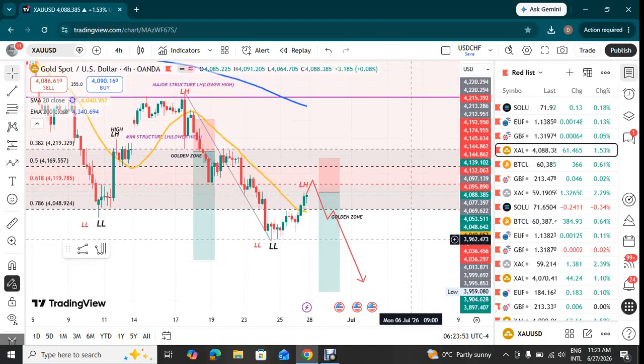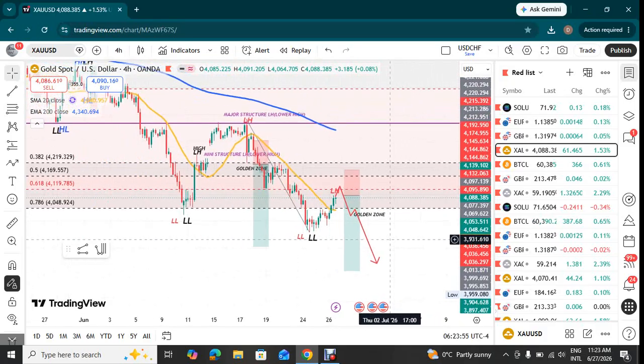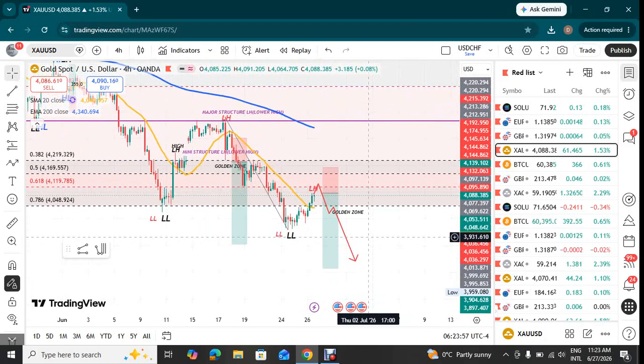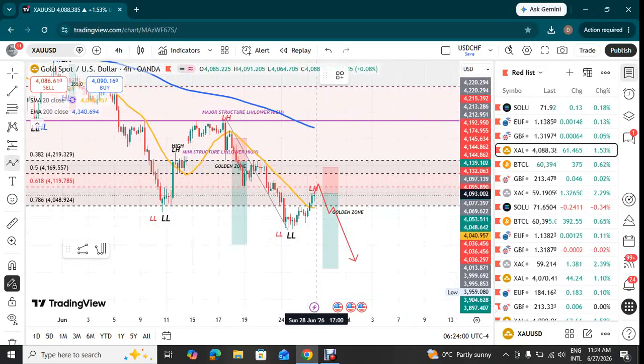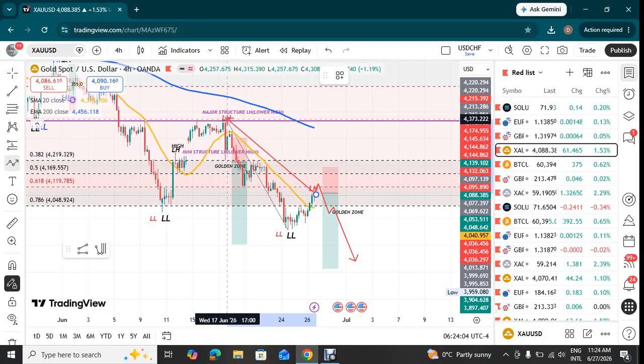The only time gold can start becoming bullish again, or maybe taking charge, is if we see price keep moving higher and cross this lower high which we have here.